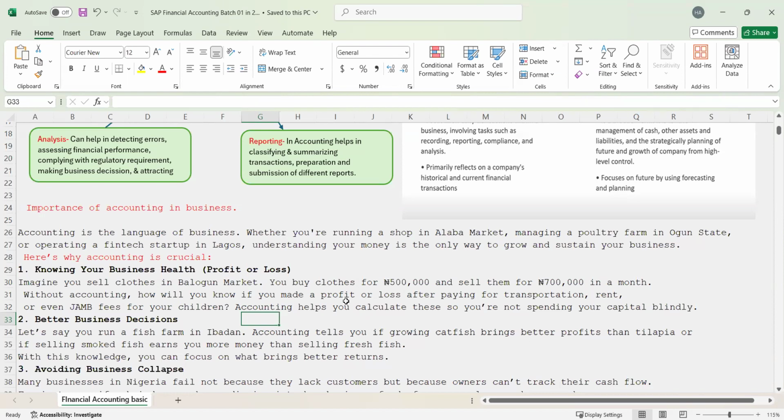The illustration we're giving is that when you buy clothes for 500,000 and sell them for 700,000 in a month, without accounting, how will you know if you have made a profit? Yes, you could say, oh, I bought this thing for 50,000 and I made a gain of 70,000.